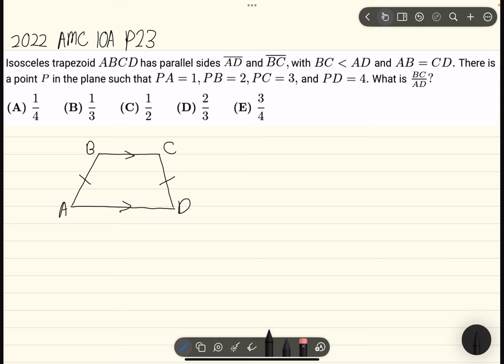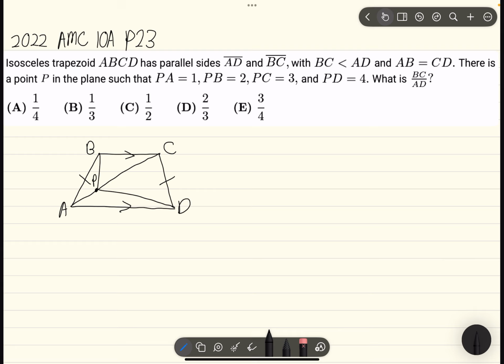There is a point P in the plane, so it can be outside of this trapezoid, such that PA equals 1, PB equals 2, PC equals 3, and PD equals 4. What is BC over AD? So let's say this point P was here, right? PA is 1, PB is 2, PC is 3. Okay, that's kind of inaccurate. PD is 4. So what do we do then? What's BC over AD? How does this even correlate with our answer here?